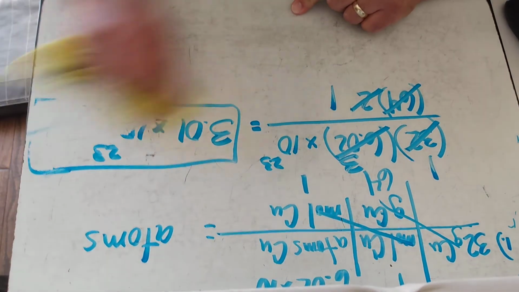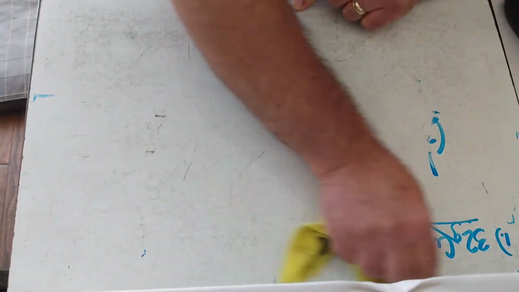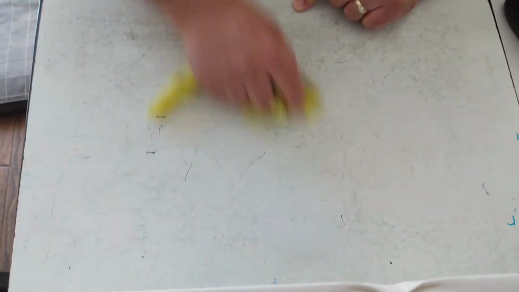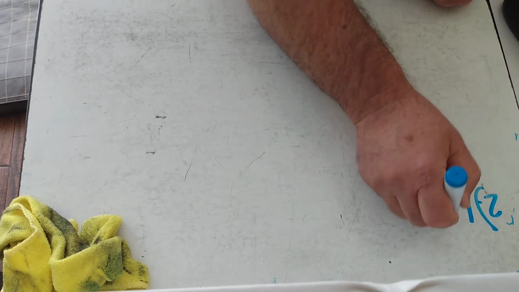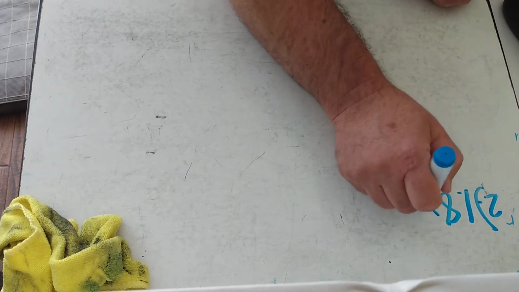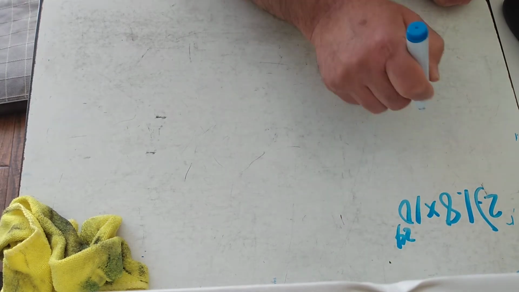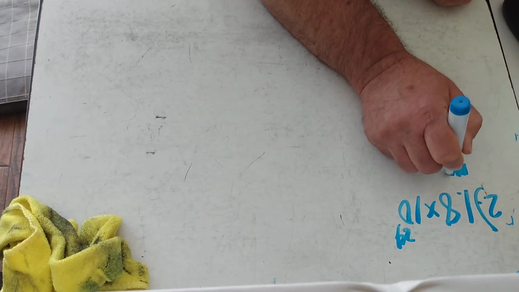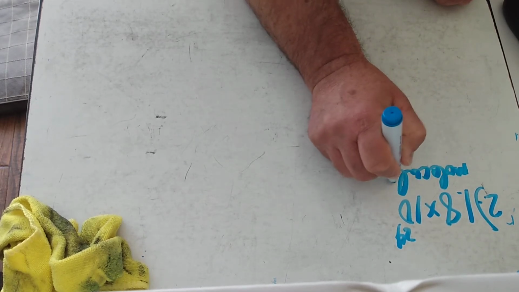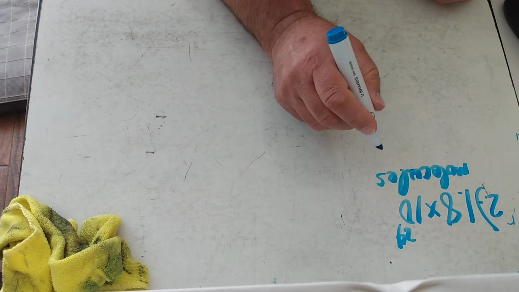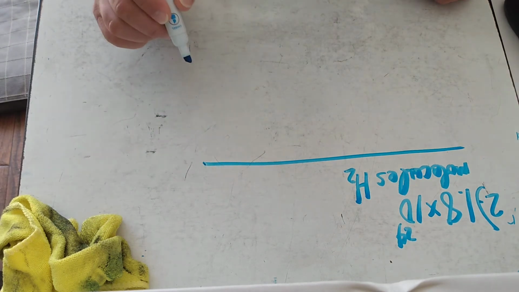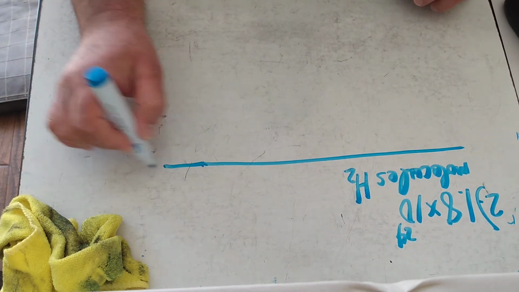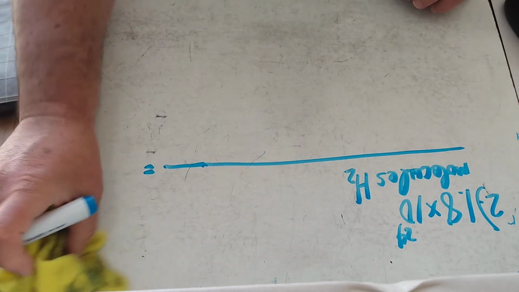I'm going to erase it quickly, and now we're going to attack problem number 2. It starts off with 1.8 times 10 to the 24th molecules. Sadly, you can't abbreviate that word. I don't know why. And it says hydrogen gas, so hydrogen is H2. We want to know the volume, and volume is going to be in liters.